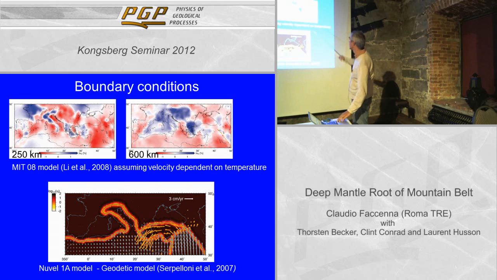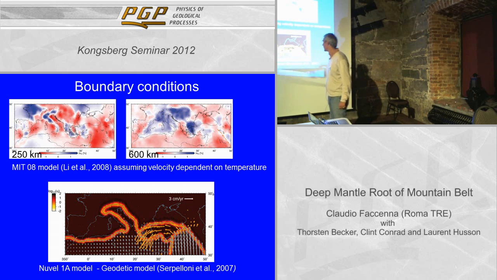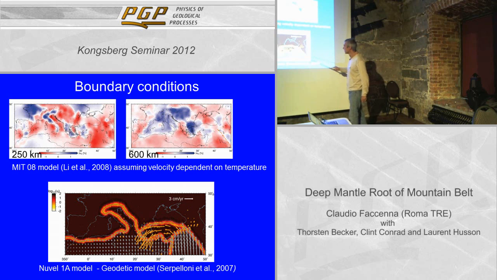So, boundary condition on this one, we take several tomography models. Now we take this one, which is the model by MIT, for instance. But we also test other models, and we impose the plate boundary here. What we impose here, you see the orange arrow again, the GPS velocity with respect to Eurasia, and the gray arrows are the velocity of Africa and Arabia with respect to Eurasia.